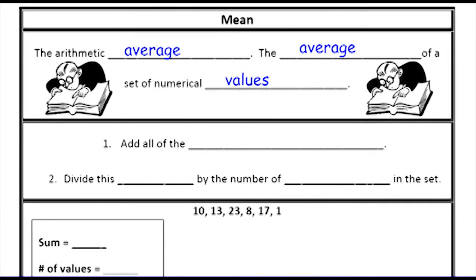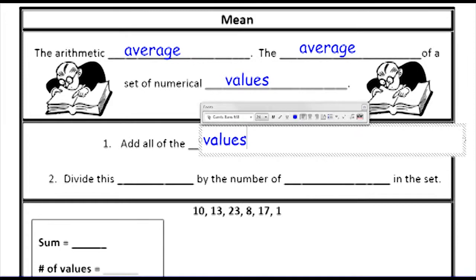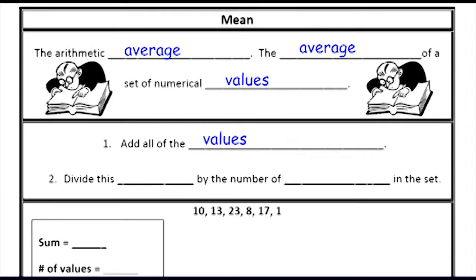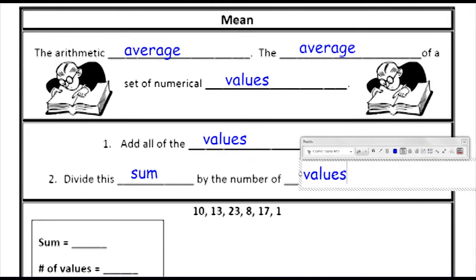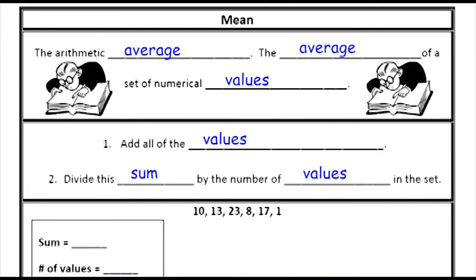In order to calculate the mean, add all of the values together. We divide this sum by the number of values in the set. So you take all the values, add them together, and divide by how many values are in the set. Let's look at this example below.